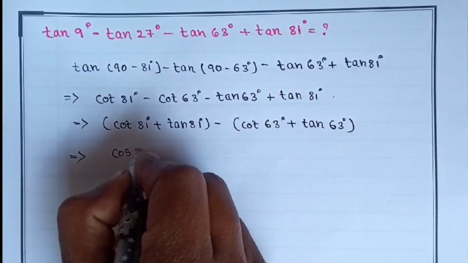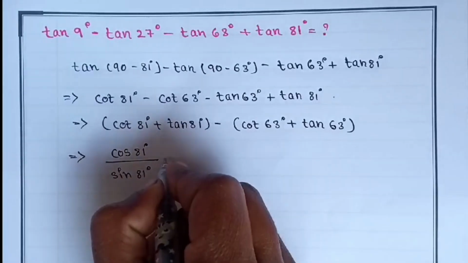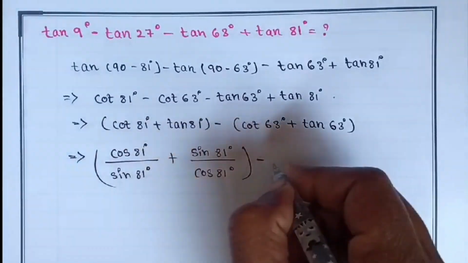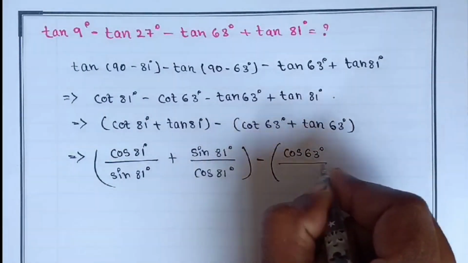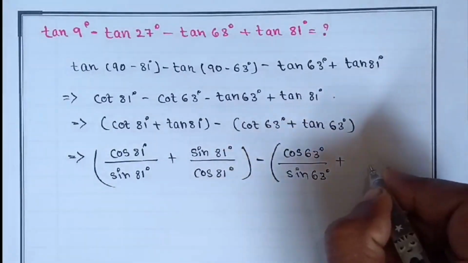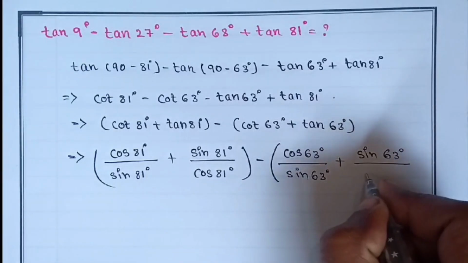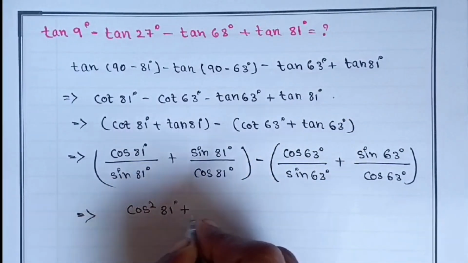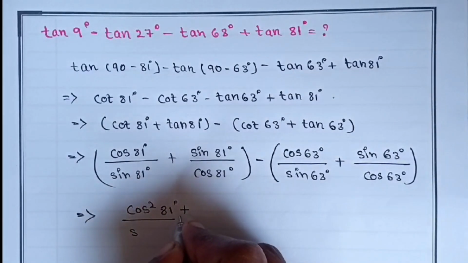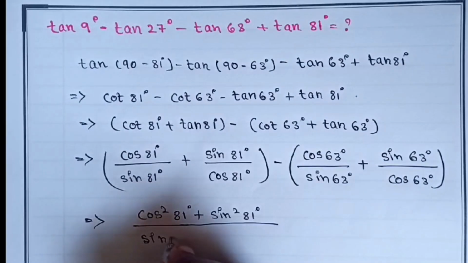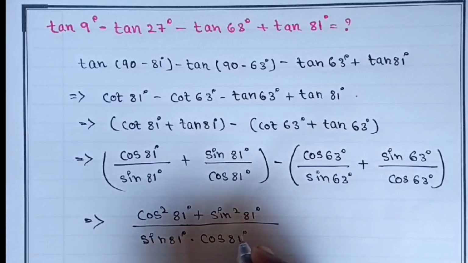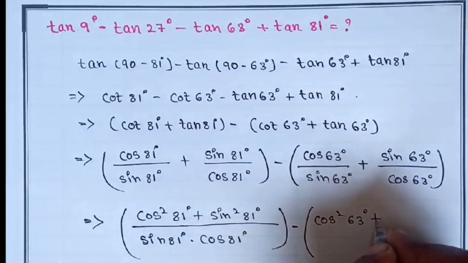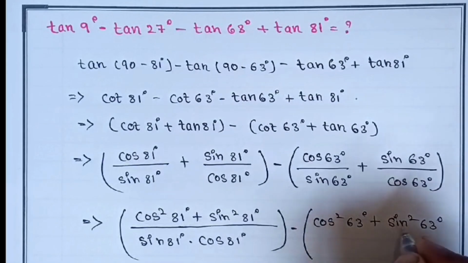If you have these kinds of questions in your examinations, just try to follow this procedure. In the first step, I take 90 minus 81 and 90 minus 63, and convert all the tan and cot values. Later I write them as cos by sin. After that, I take the LCM in both the terms. After taking the LCM, I calculate things.